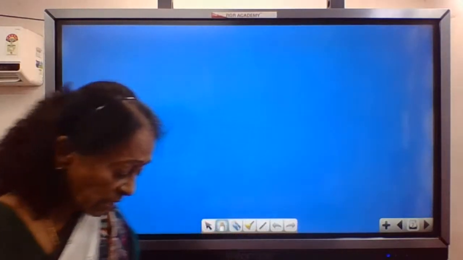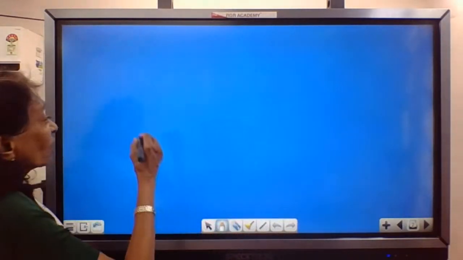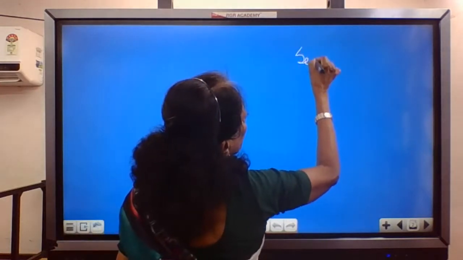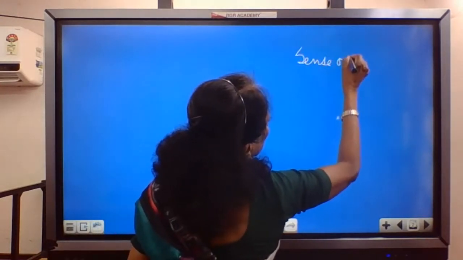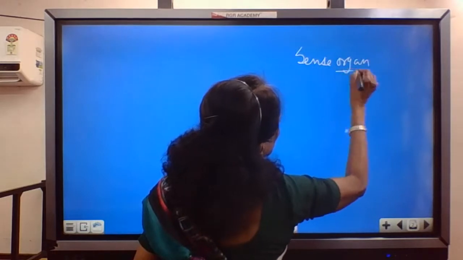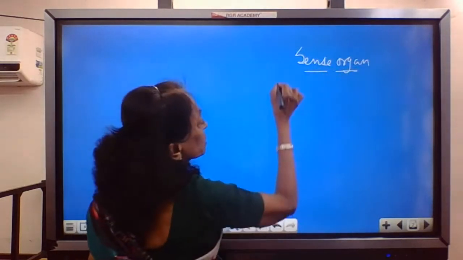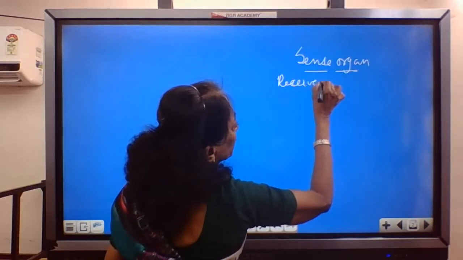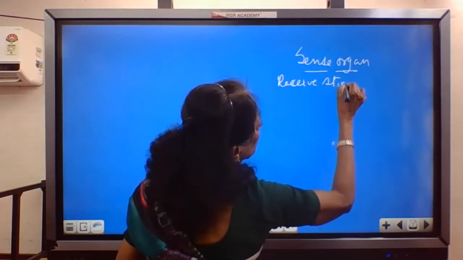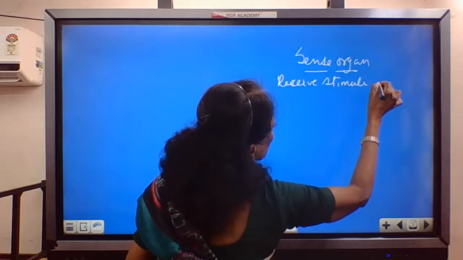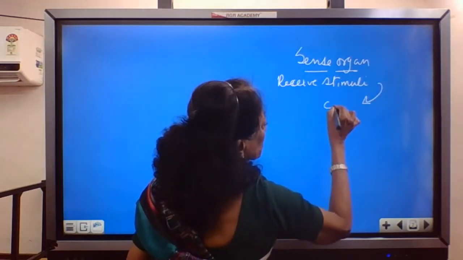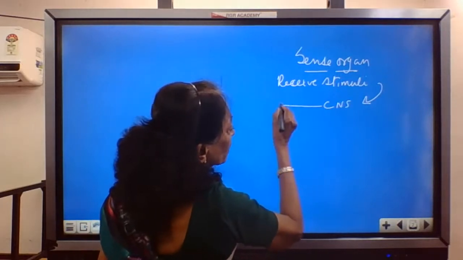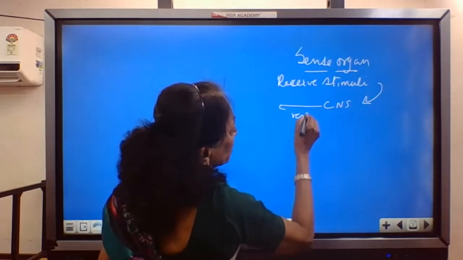So what are we going to do in sense organs? Sense organs are organs which receive the stimuli and pass it on to the CNS, the central nervous system, from where the response is given.